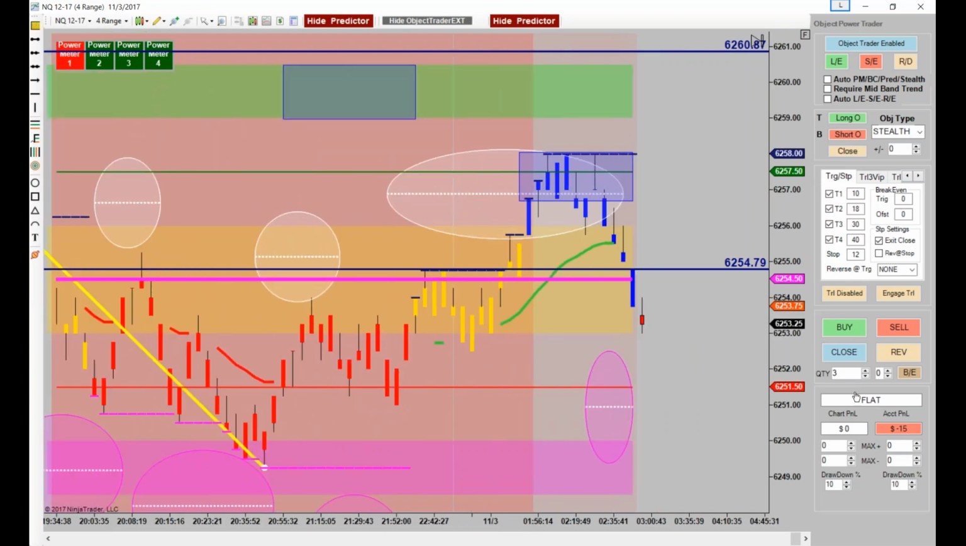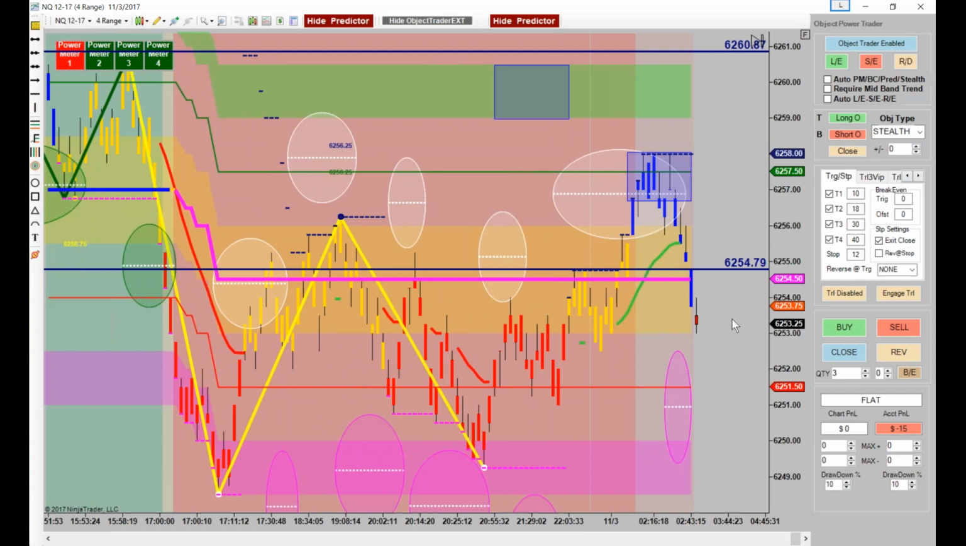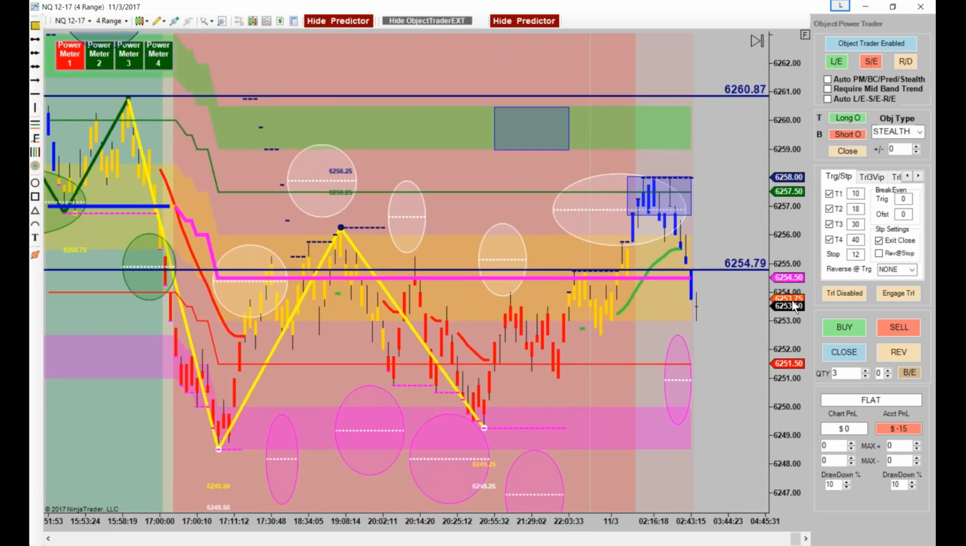Now notice my box worked that time, and I took it off just so I could show you another trade, a tool that we have. But we'll go ahead and just see if we can get red stealth. Now keep in mind, stealth is going to be a little bit more conservative trade, and you're not going to be able to just put your stop so tight.